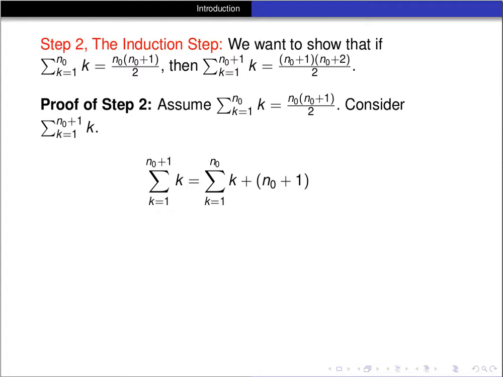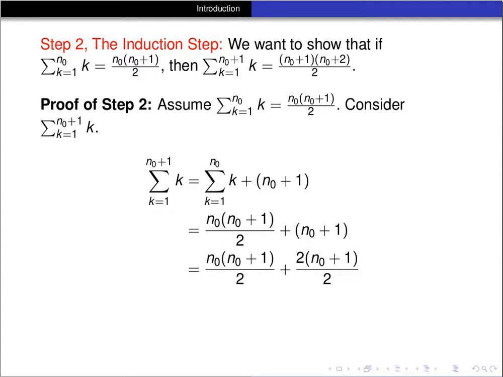Now we know that that smaller sum, the sum of the first n₀ natural numbers, by our induction hypothesis, is n₀ times (n₀ + 1) over 2. So this next line here is true by the induction hypothesis. Now you can see we're trying to add n₀ times (n₀ + 1) over 2 to n₀ + 1. We can do that if we get a common denominator.